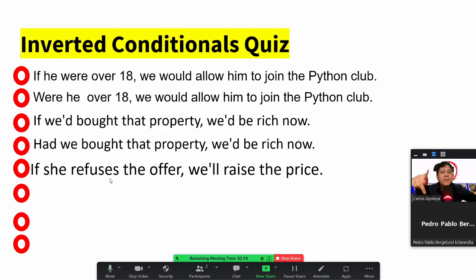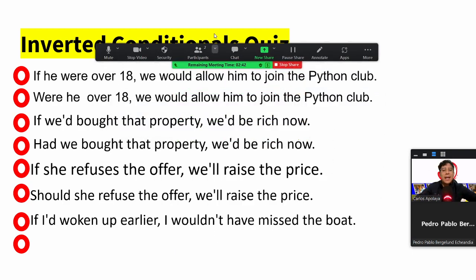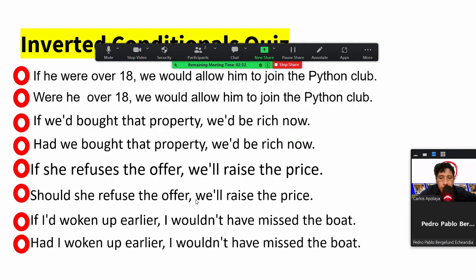If she refuses the offer, we'll raise the price. Should she refuse the offer, we will raise the price. Amazing. Next. If I'd woken up early, I wouldn't have missed the boat. Had I woken up early, I wouldn't have missed the boat.